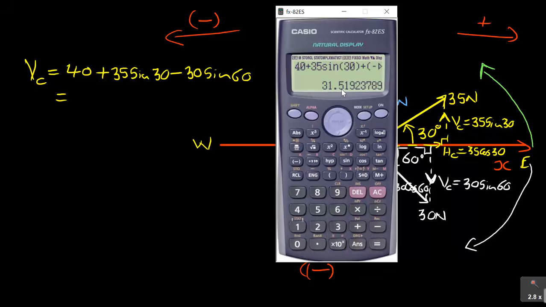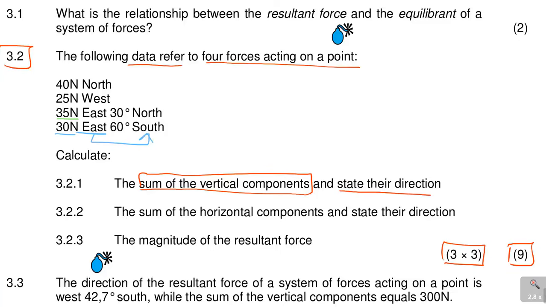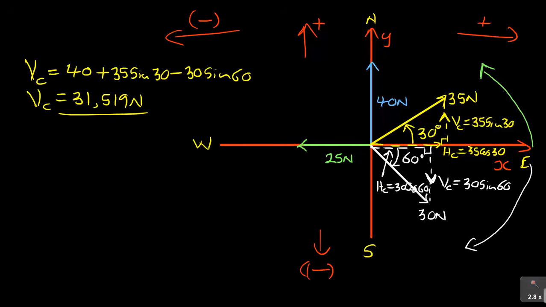The answer is 31.519 newtons. So we have got the vertical component there. Now they said state the magnitude and state their direction. The fact that the sign is not shown means it's positive. So it's 31.519 newtons. In which direction? It is east, or you can say to the right. They will mark you whatever way.